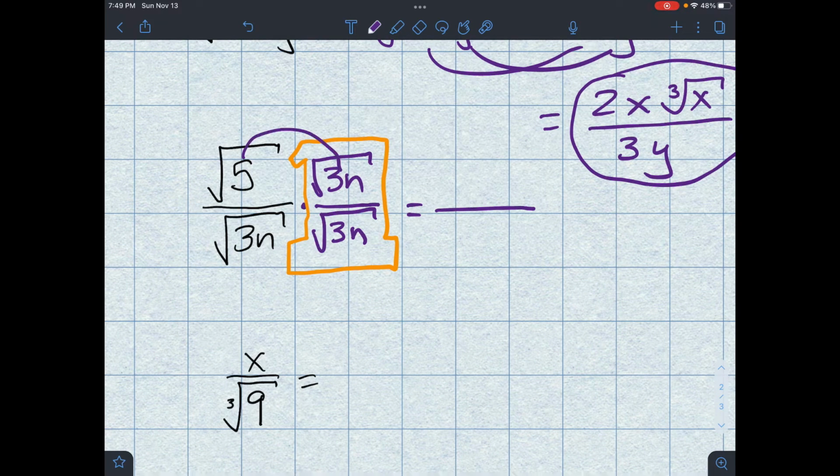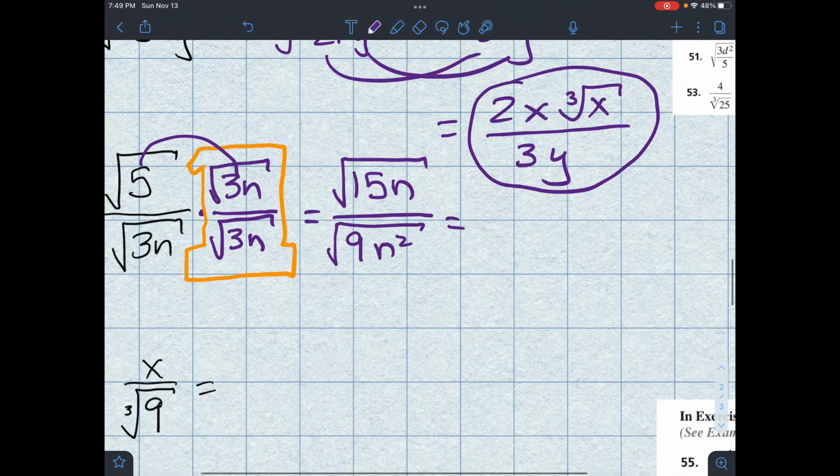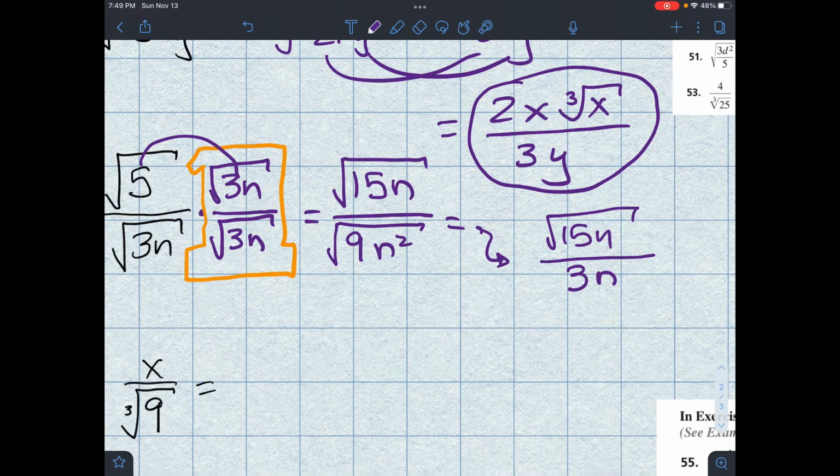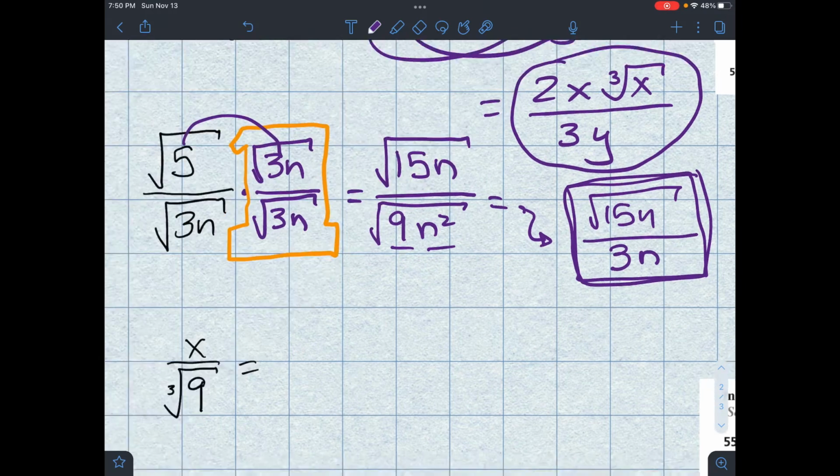Upstairs, I'm going to combine these two things together because they're both square roots. So I can say the square root of 15n. And that bothers me a little bit that there's a radical up there, but that's okay. Downstairs, we have the square root of 9n squared, which looks like a problem, but it's not. Okay? Come down here. So we have radical 15n over 3n. See how that bottom cleaned up nicely? We got rid of those. All right.